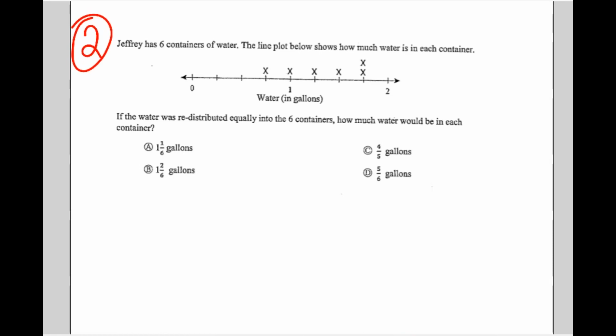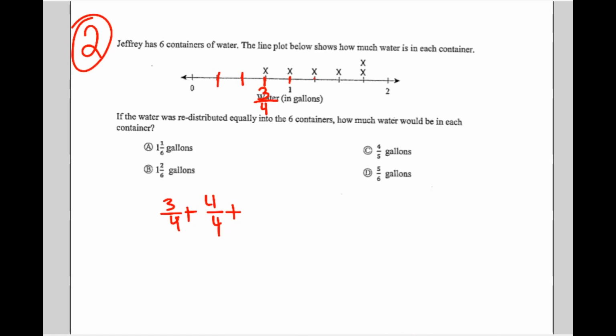So I see that we have an X right here before the 1, so let's see how many lines that is. 1, 2, 3, 4. So that means our denominator is going to be a 4. And which line is it on? 1, 2, 3. It's on the 3rd. So I have 3/4 first. And then the next one is going to be 4/4 because it's going to be 1 whole.